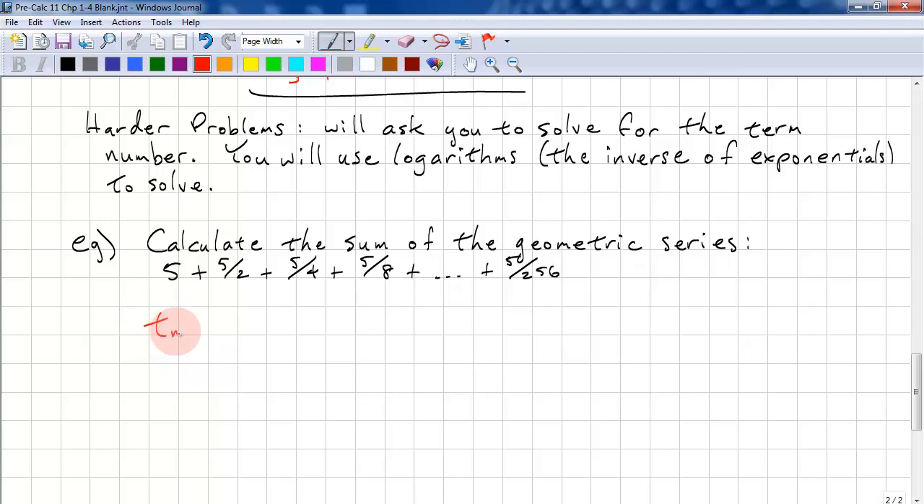So Tn equals, we know the first term is 5, and the ratio is a half, and n minus 1. We're going back to chapter 1.3, and we need to figure out the term number. So this term is 5 over 256, and we have 5 times 1/2 to the n minus 1. Divide both sides by 5, you get 1 over 256 equals 1/2 to the n minus 1.